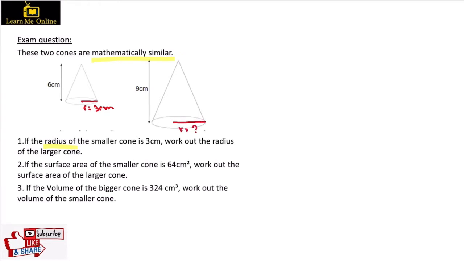The first thing we always do is find out the scale factor. So I'm writing it down over here. The first thing we are finding is the length scale factor. To find the length scale factor, you do the bigger length divided by the smaller one. So that would be 9 divided by 6, which is 1.5. Once you have the scale factor, you find out the radius of the bigger one.